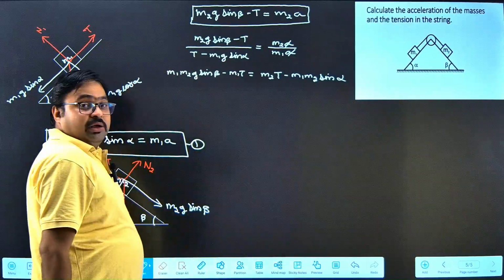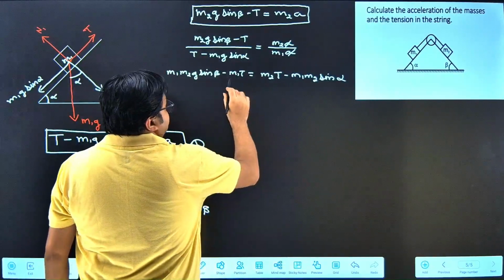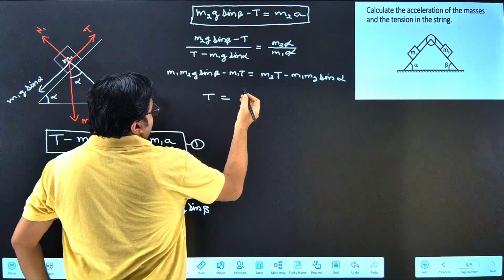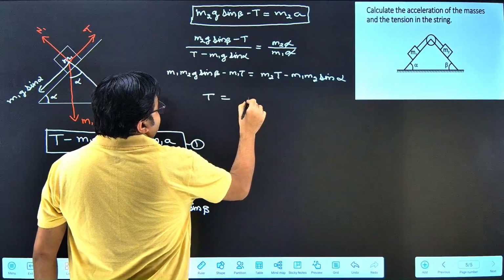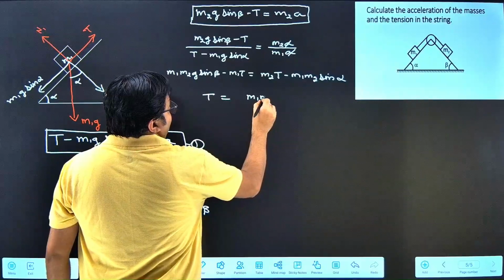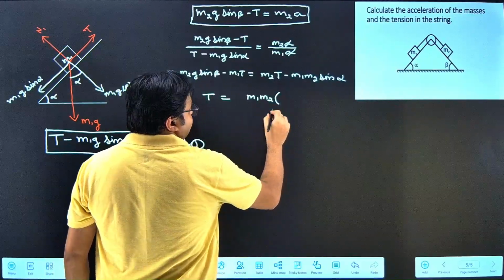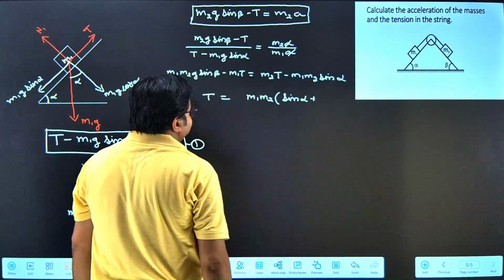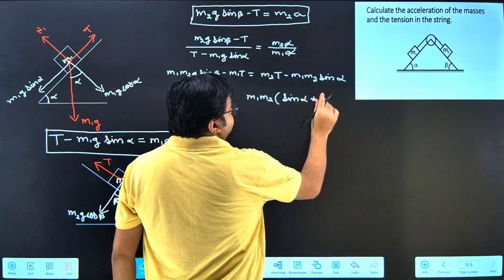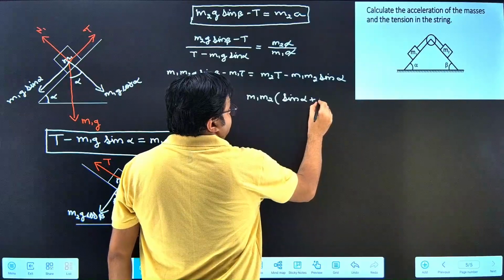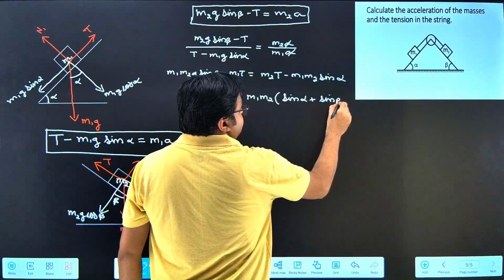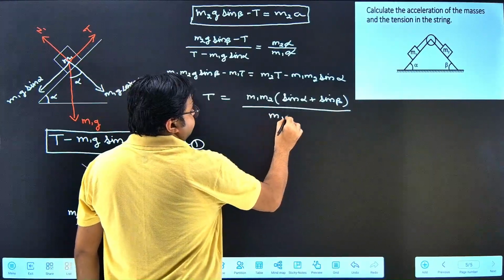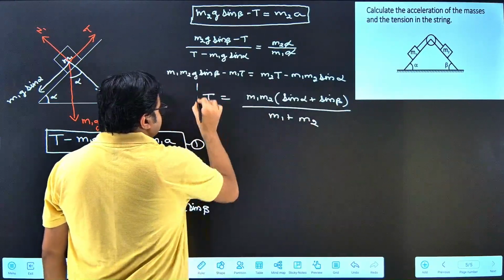Okay. Now, if you want to find t, just transfer this here and this here. The tension would simply be equal to, it's going to be m1 into m2 multiplied by sin alpha plus sin beta, divided by m1 plus m2. Now, that's what your equation becomes.